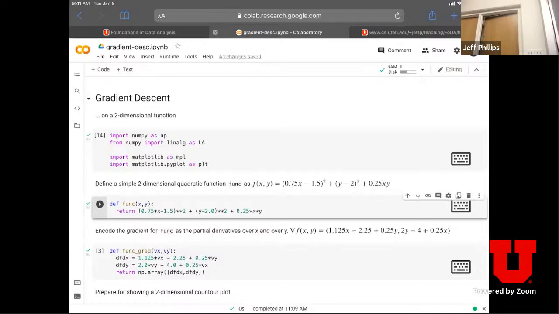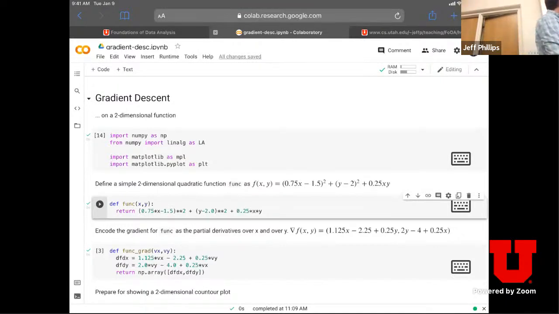The function is 0.75x minus 1.5, quantity squared, plus y minus 2, quantity squared, plus 0.25xy. This is a quadratic function. Neither x nor y is ever raised to a power more than 2, and all the coefficients of x and y are positive, so it's going to be kind of like a parabola, but in 2D.